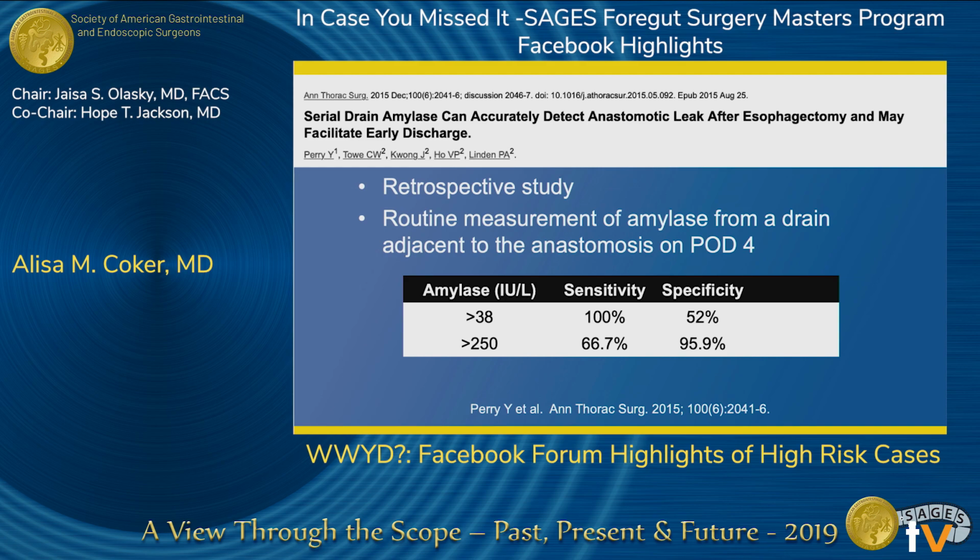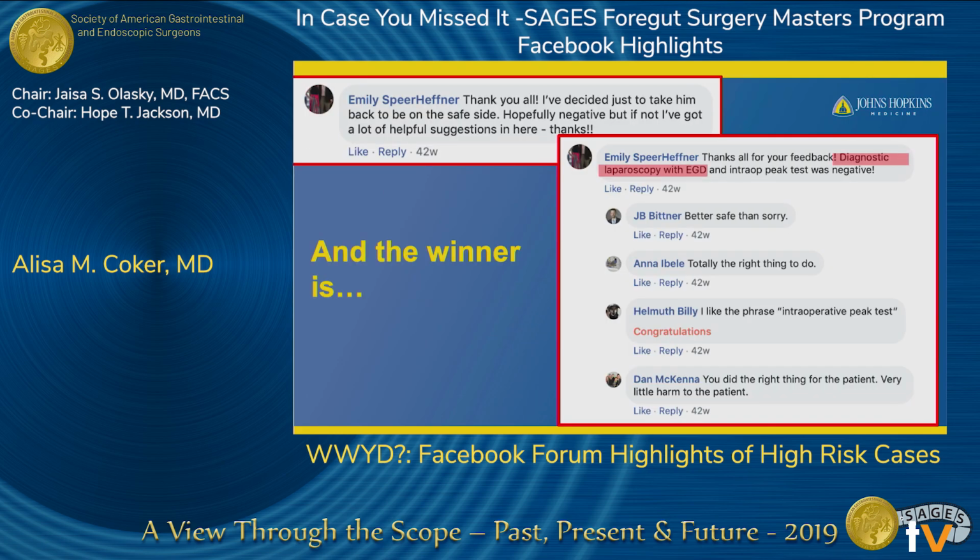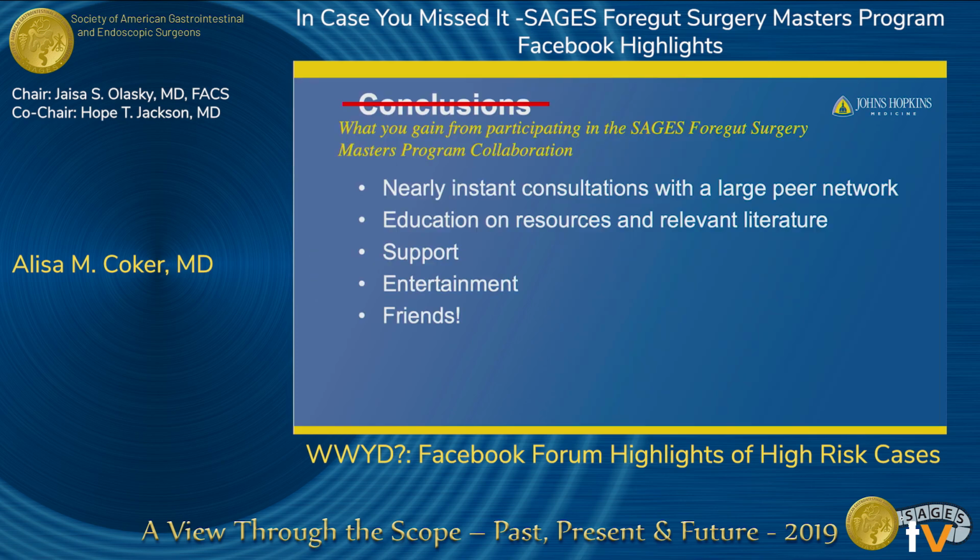This study looks at gastroesophageal anastomosis and gastric pull-ups following esophagectomies. They found an amylase level of greater than 250 on post-op day 4 had a specificity of 95.9%. Ultimately, Dr. Spear-Hefner took the patient back for a negative exploration and was supported by her peers for that decision.